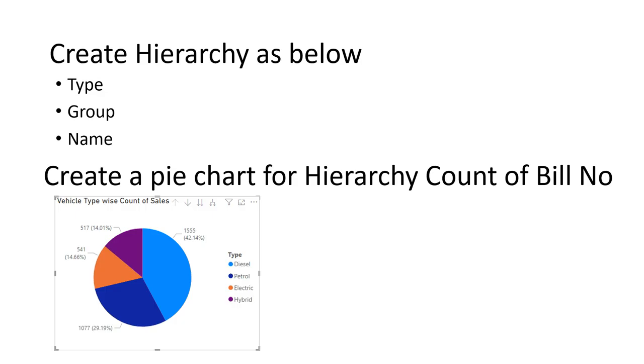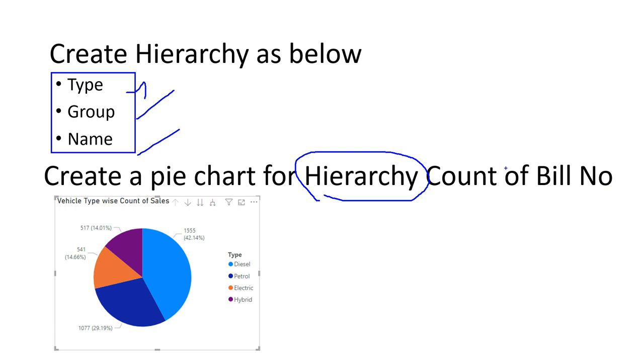Create a small hierarchy: type, group, name. Then create a pie chart. Hierarchy-wise, what is the count of bill numbers? How many bills are there? That means when I select type, diesel, petrol, electrical, I drill down. Then what is the group? Drill down. Then what is the name?